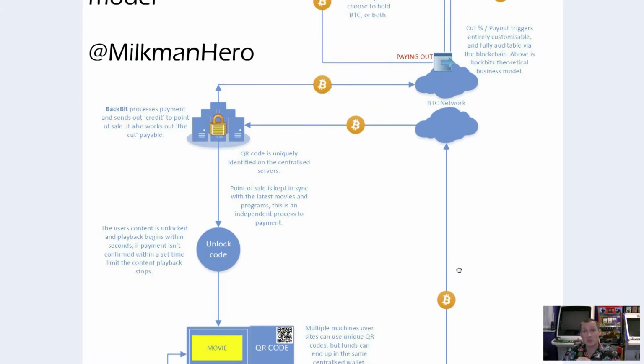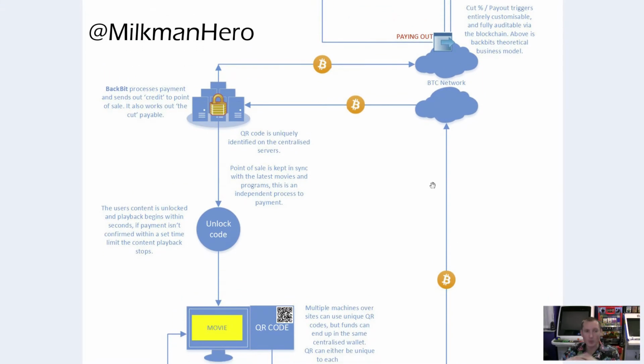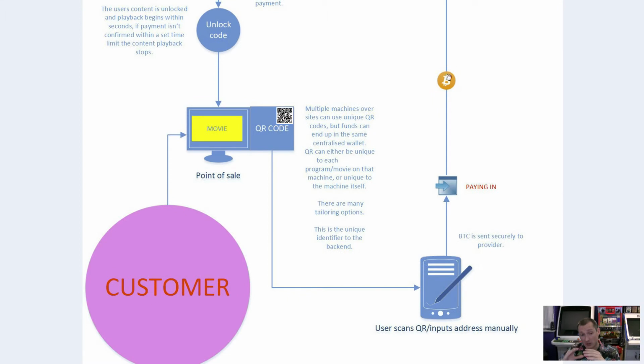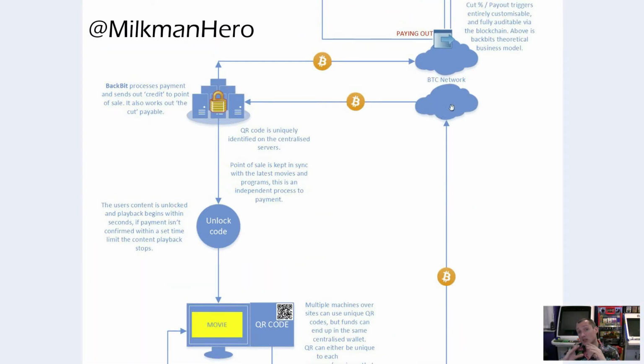And this sends payment to the Bitcoin network. Okay, so these two clouds here represent the Bitcoin network. It's the same network, but they are just two separate transactions. So for now, we're looking at the bottom one, and that's the one that's processing the payment we just sent for our movie. And this is where BackBit really comes into play, by confirming the payment and distributing the content.